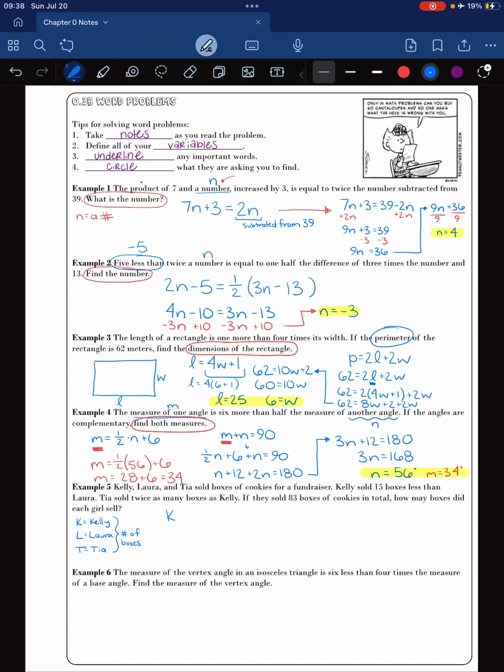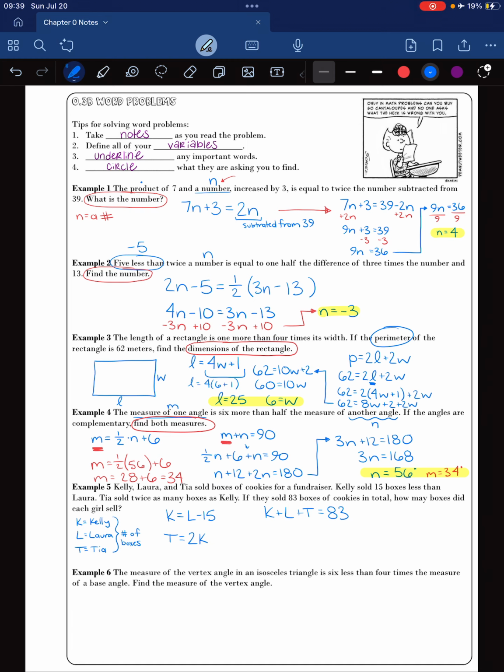Okay, so taking notes. Kelly sold, so she equals 15 less than Laura. So that's going to be L minus 15. Tia sold twice as many as Kelly, so Tia's is twice of Kelly, T equals 2K. If they sold 83 boxes in total, so if I add them all up, how many boxes did each girl sell?